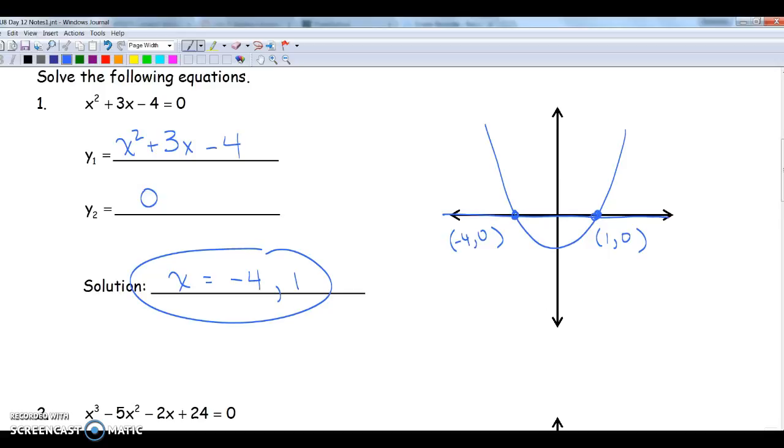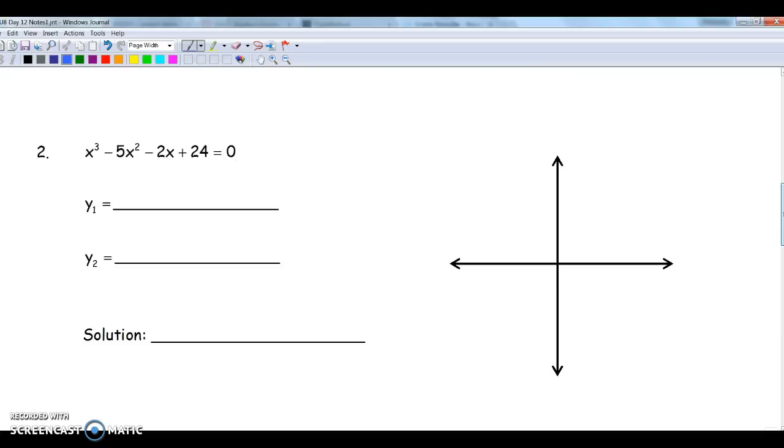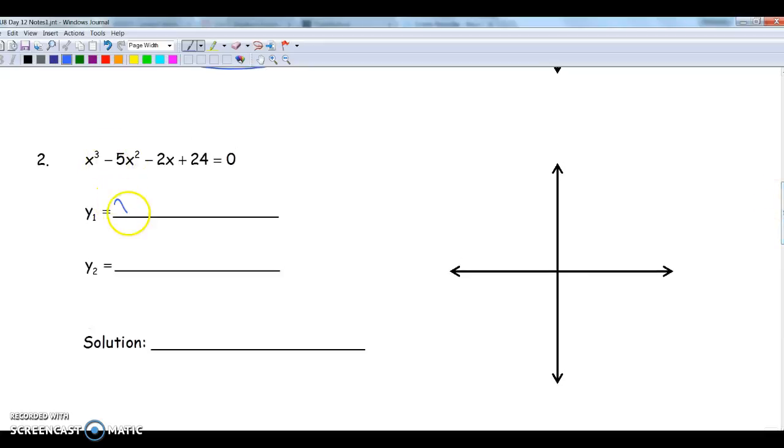X equals 1. Alright, let's go down to the next one. For the next one, you got your y1 is the left side, x cubed minus 5x squared minus 2x plus 24. y2 is going to be 0. And we're going to type that in our calculator.